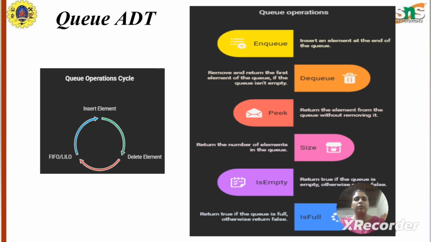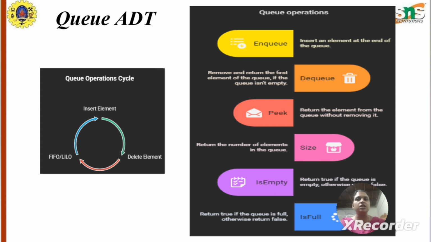Next, the peek method. In the peek method it returns the element from the queue without removing it. So this doesn't remove the element, it just returns the element from the queue. Next, the size function. The size function is used to return the number of elements in the queue. As we previously saw with the size function of the list ADT, which returns the size of the list, here the size function returns the number of elements in the queue.